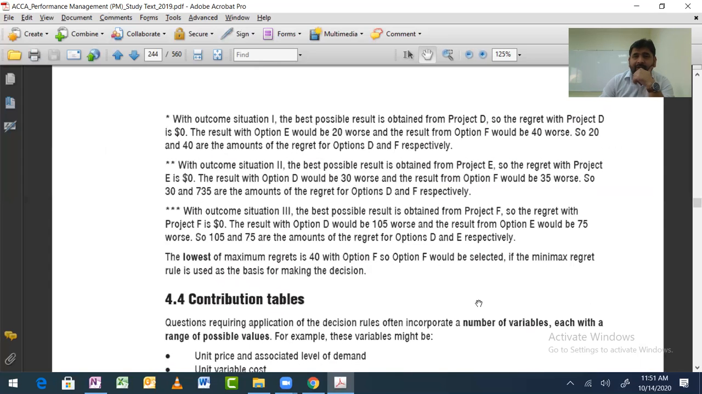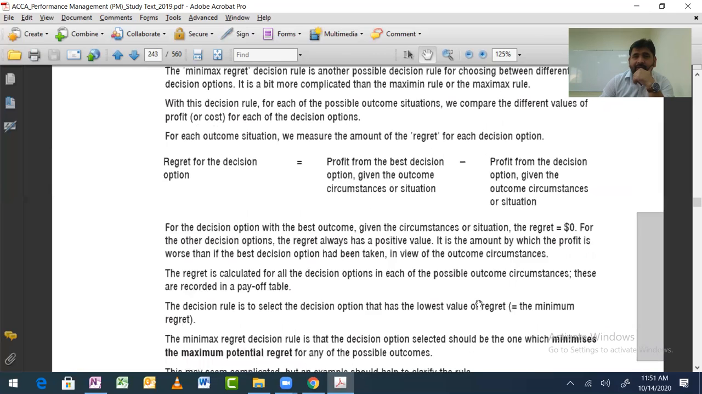Now they are talking about the minimax regret rule. See here.